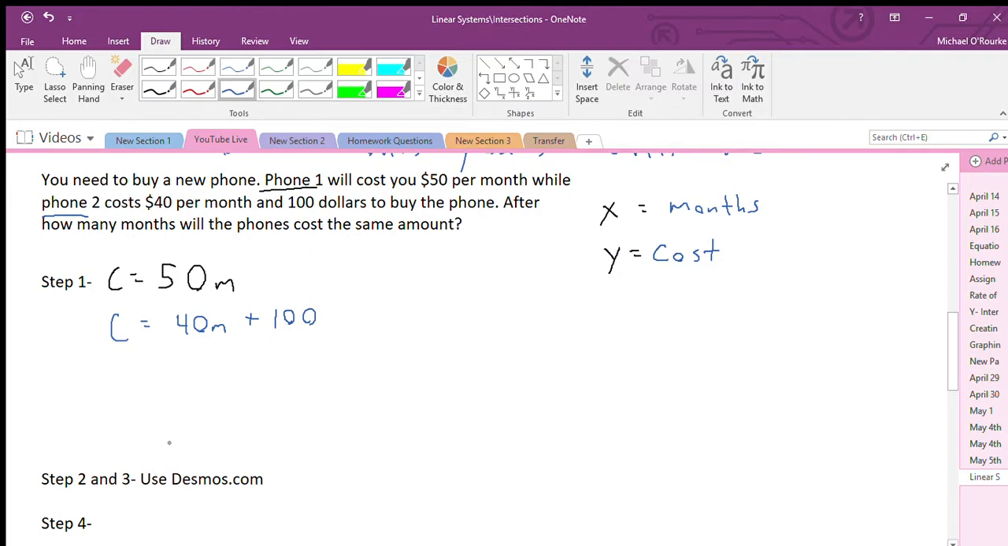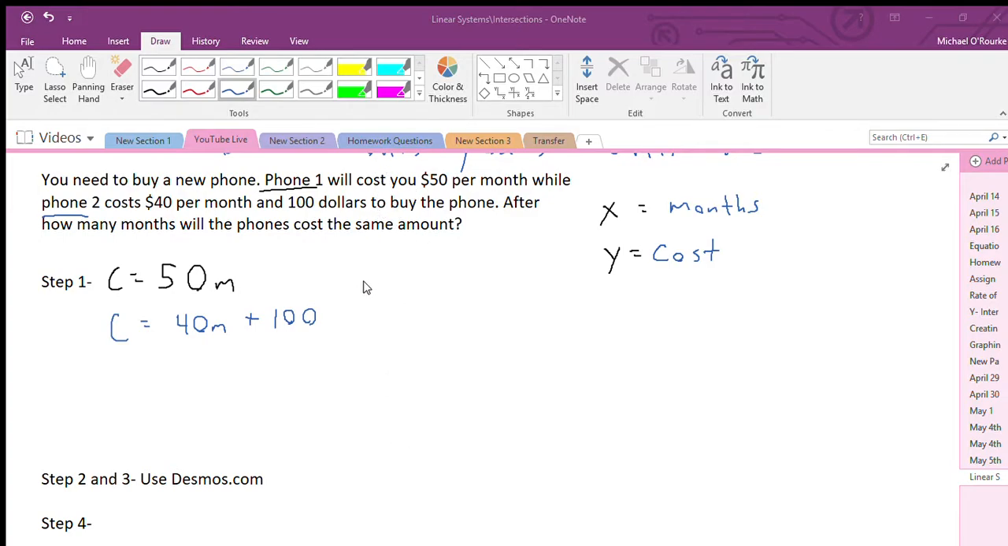So let's go on to step 2. Let's graph these. Let's go back to Desmos. I'll erase these equations. Now our first one was the cost equals $50 per month. The second one was cost equals $40 per month plus 100. I think that's what the question stated. Yep. So if we look here, they're apart.